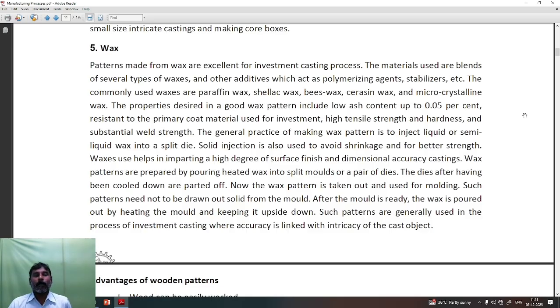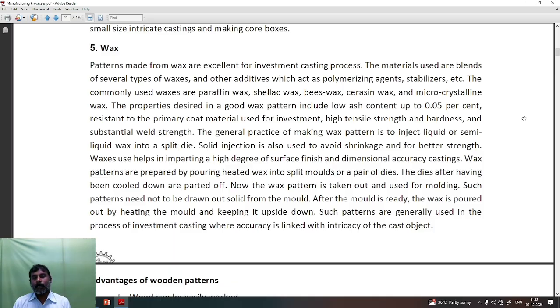Wax patterns made from wax are excellent for the investment casting process. The material used consists of several types of waxes or other additives which act as polymerizing agents and stabilizers. Commonly used are paraffin wax or pattern wax and microcrystalline wax. The properties desired in a good wax pattern include low ash content of up to 0.05%, resistance to the primary coat material used for investment, high tensile strength and hardness, and sustainable weld strength.